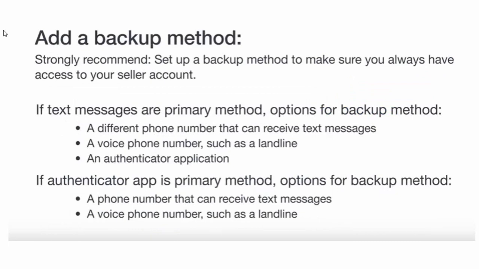We strongly recommend that you set up a backup method to make sure you always have access to your seller account. If text messages are the primary method, options for backup methods are a different phone number that can receive text messages, a voice phone number such as a landline, or an Authenticator application. If an Authenticator app is the primary method, options for backup methods are a phone number that can receive text messages, or a voice phone number such as a landline. Let's have a look at how to set up a voice phone as a backup.